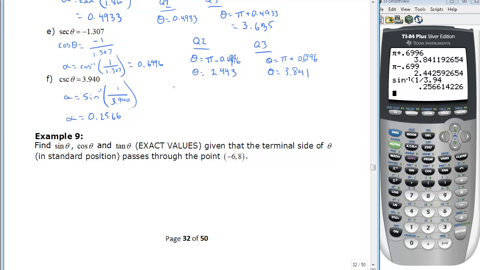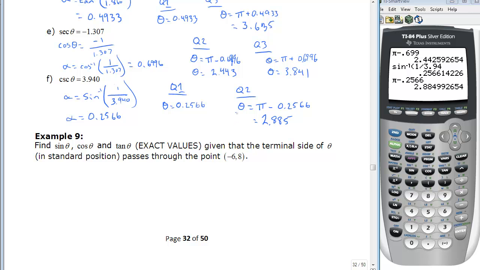Cosecant is positive, which means sine is positive, and that's quadrants 1 and 2. Quadrant 1, the reference angle and theta are equal. Quadrant 2, theta is pi minus the reference angle. Gives us an angle of 2.885. And so there's that final answer.